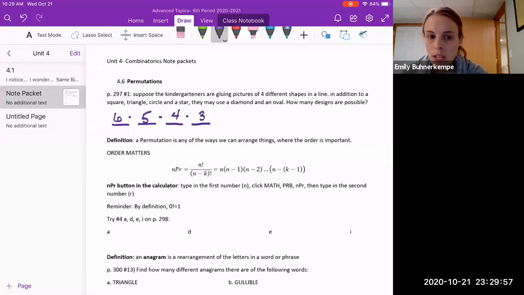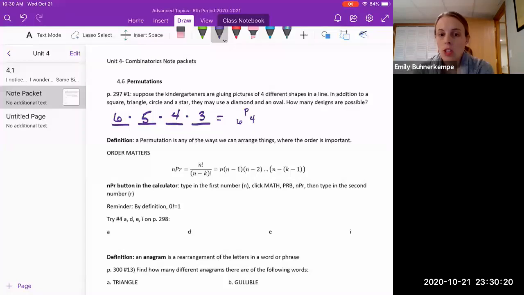When you start counting at a number and multiply down like we have here, this is what we call a permutation. So another way that we could write this would be 6 permute 4. In other words, you have 6 choices of different shapes that you can use, and you are going to select 4 of those shapes to be put in any order.